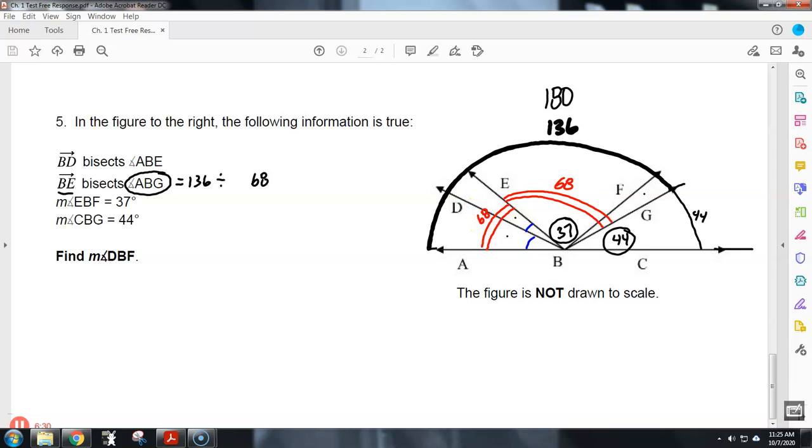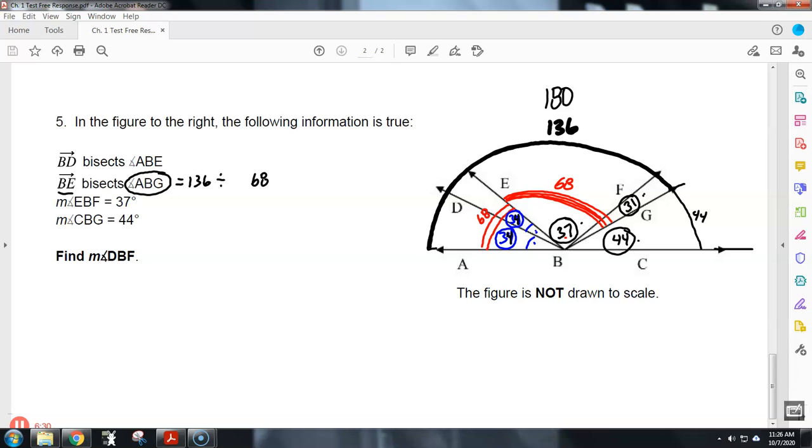And I'm going to use the fact that these two bisected that. So I'm going to cut it in half. So now I have 34, 34. I got the 37. If this piece right here is 68 and we have 37, when I subtract those two, I'll get 31. So now I believe I have every sliver on lockdown. 44, 31, 37, 34, and 34.